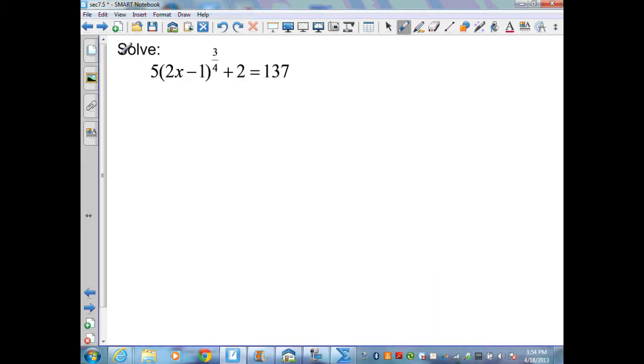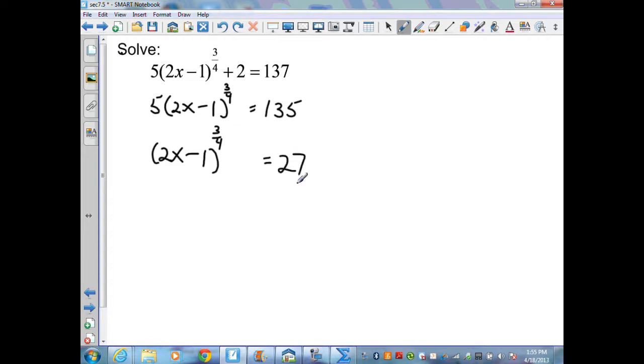Again, in this example, I want to begin by isolating my quantity with the fractional exponent. I'm going to subtract 2 on both sides. That's going to give me 5 times 2x minus 1 to the 3/4 power. Subtracting the 2 on both sides gives me 135. I'm going to continue by dividing by 5 on both sides. Gives me 2x minus 1 to the 3/4 equals, when I divide by 5, I get 27.